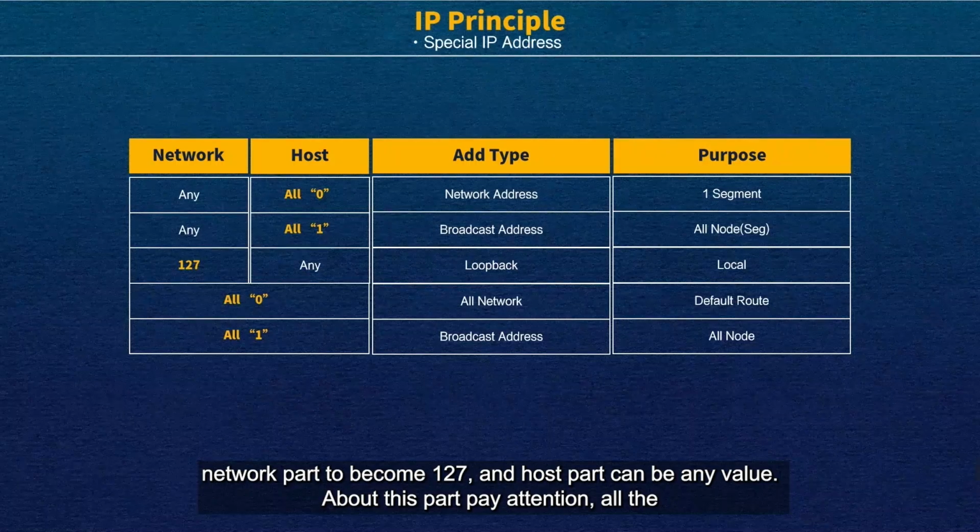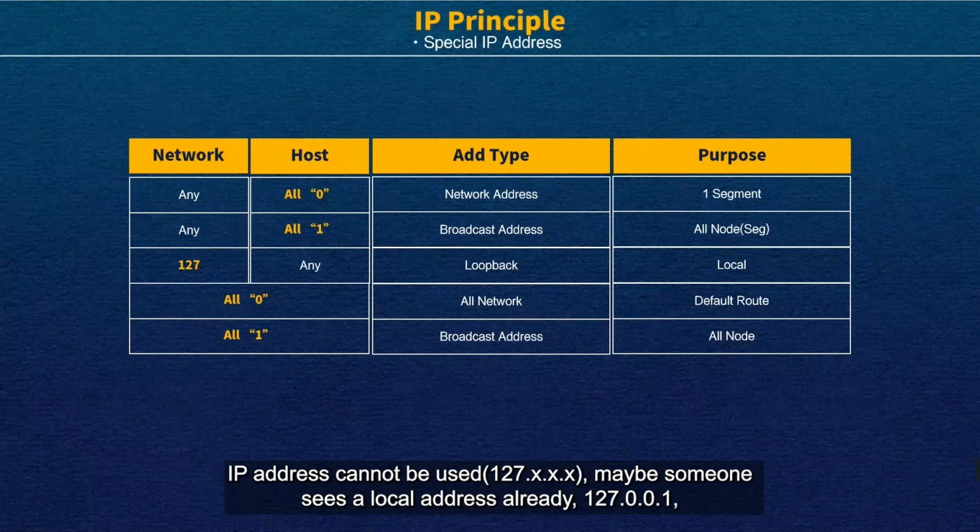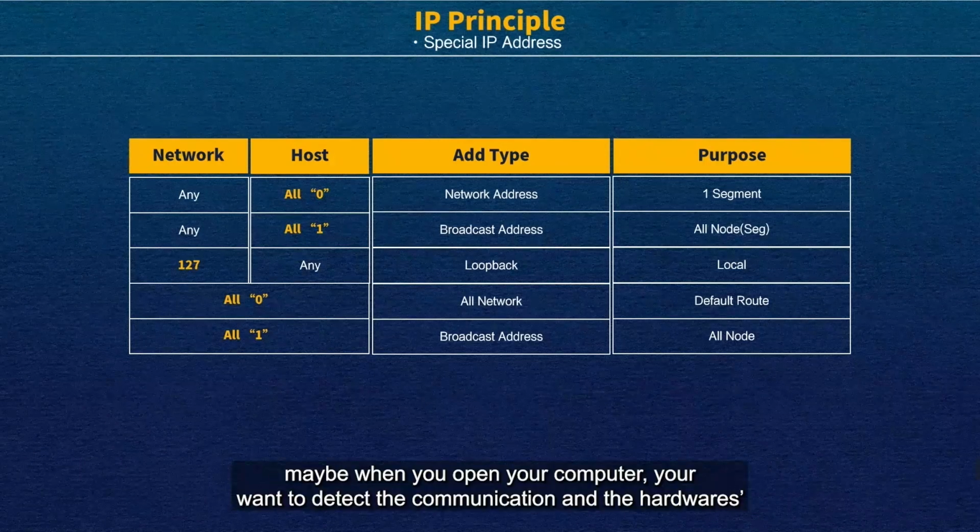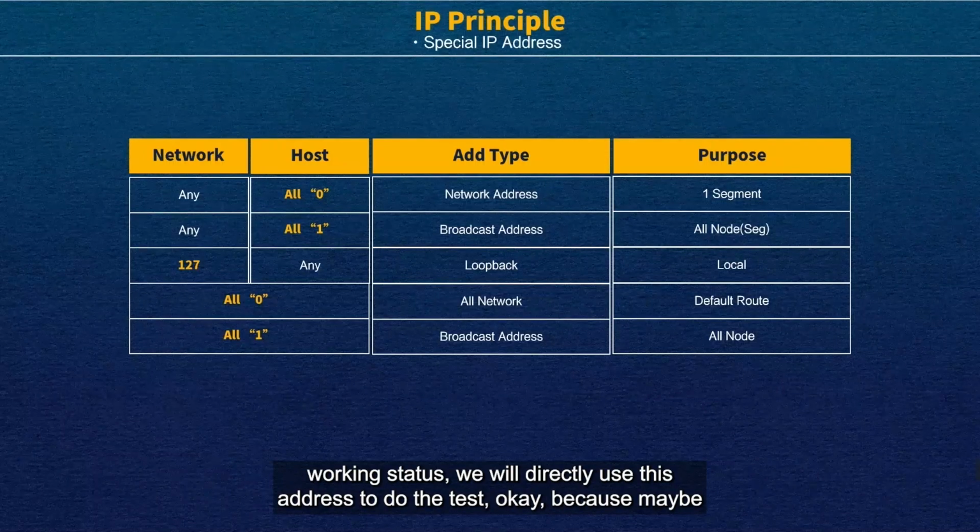About this part, pay attention. All the segment or the IP address cannot be used. Maybe someone says the local address already, 127.0.0.1. Maybe when you open your computer, you have to detect the communication, whether the hardware can work normally or not. We will directly use this address to do the test.